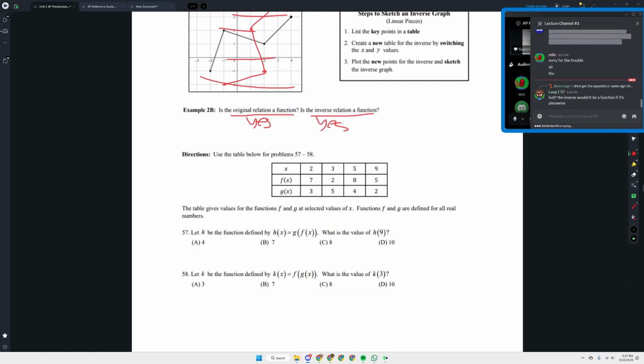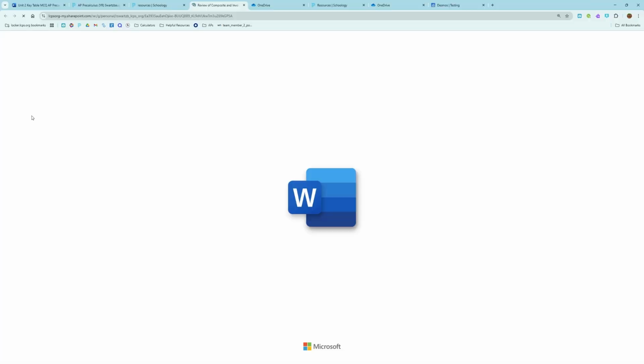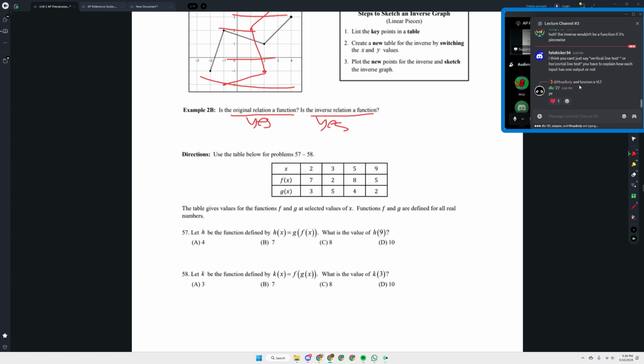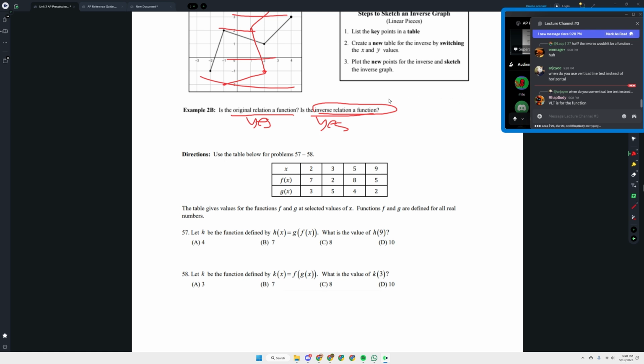Let me see if I can find the vocab real quick. You can't just say it, you have to explain how each input has one output or not. You have to say if each output has one input and stuff like that. When you have an inverse relationship, you use vertical. When you have the original, you use horizontal.